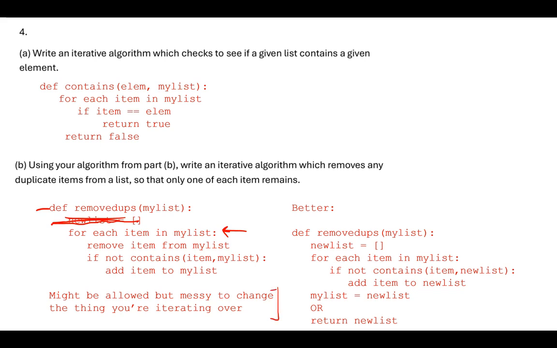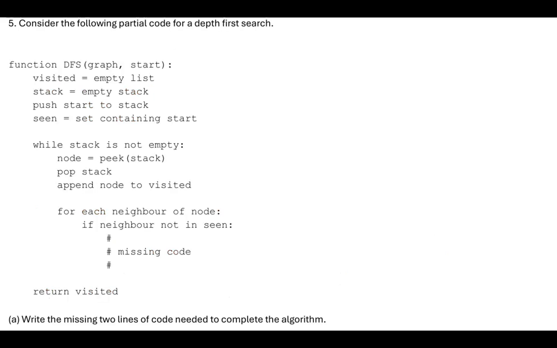What was better, this is obviously what I was thinking of when I put that new list comment, is we make a new list, and then for each item in my list, if that item isn't already in the new list, then we add it to the new list. Now these last bits, the algorithm says removes any duplicate items from a list. It doesn't say return that list. It usually would, but because it didn't, we can either make sure that we put new list back into where my list was, or we return new list. Okay.